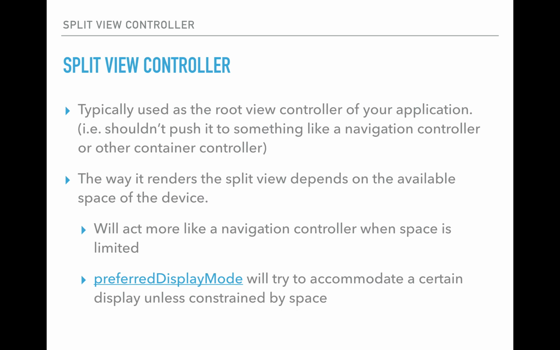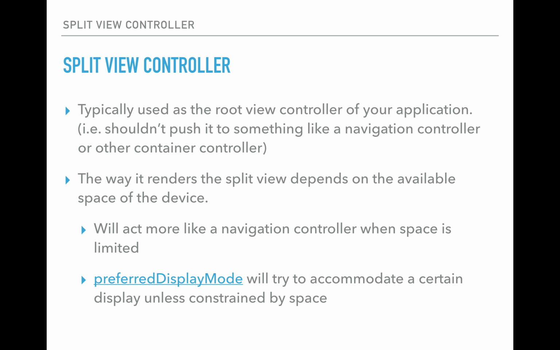Typically, the split view controller is going to be the root view controller of your application. If you remember, have you gone over navigation controllers, just different container views? A split view controller can't be contained within another nav controller, so it always has to be the parent. You can't have a view controller that goes to a nav controller and then that goes to a split view controller. That won't work. It always has to be the parent.